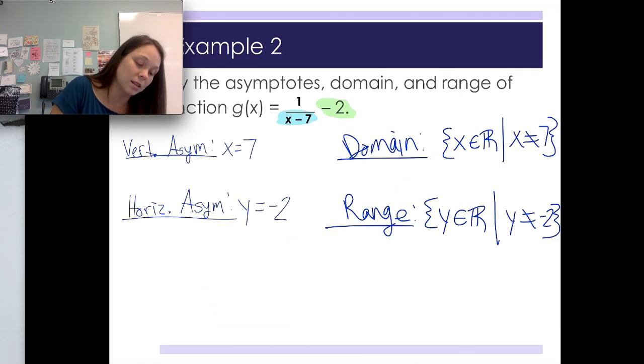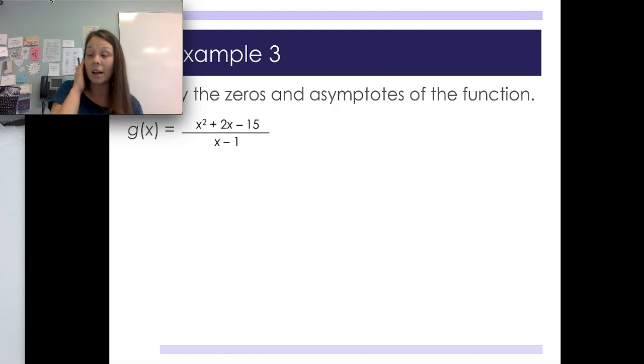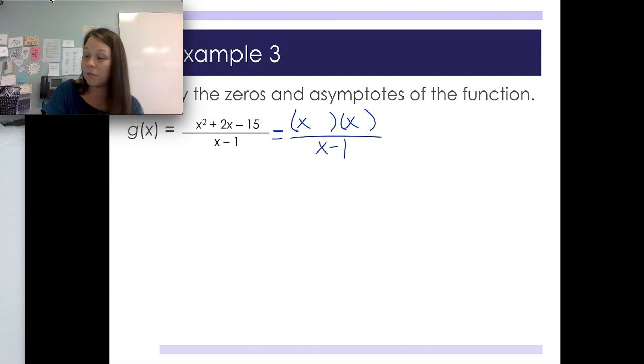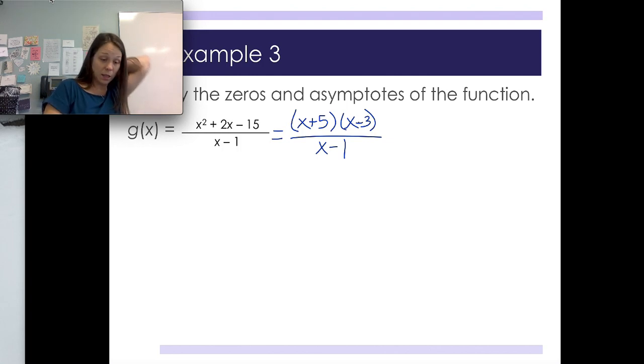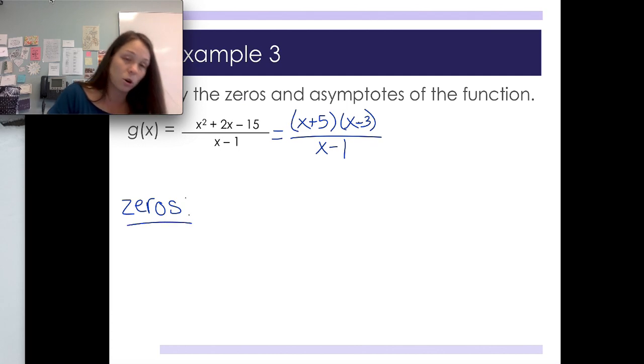So let's put this to practice now when looking at example 3. So the first thing we need to do, though, is factor. That's always going to set us up for the most success, is to get everything in factored form. So when looking at this, I'm thinking about what is the factored form of x squared plus 2x minus 15, and the numbers that multiply to negative 15 but add to 2 are positive 5 and minus 3. What I'm going to do from here is I'm going to use this factored form now to help me find my zeros and my vertical asymptotes.